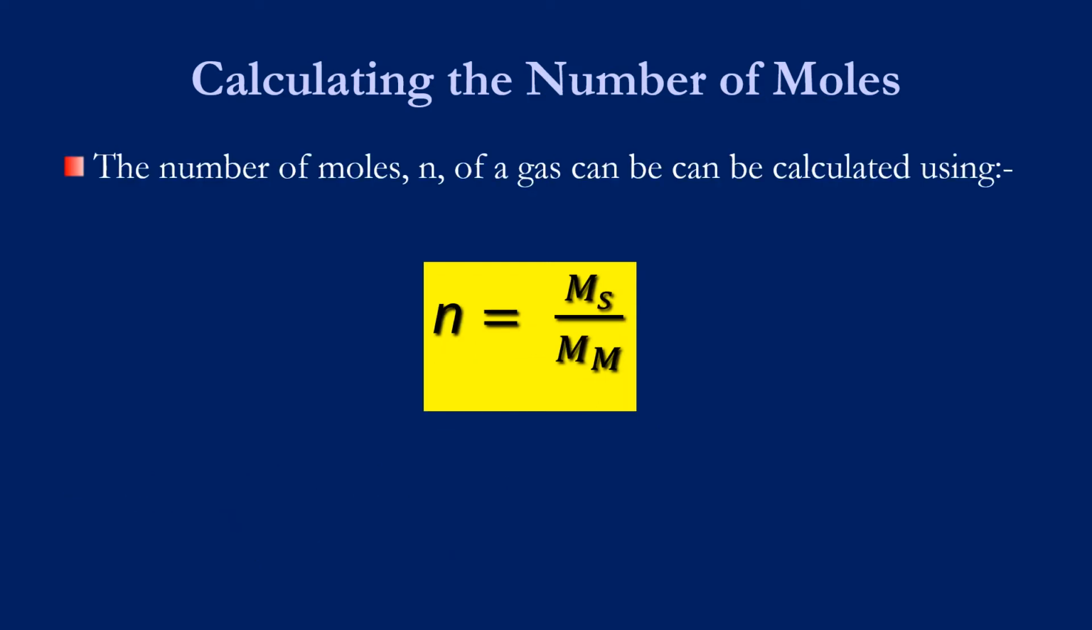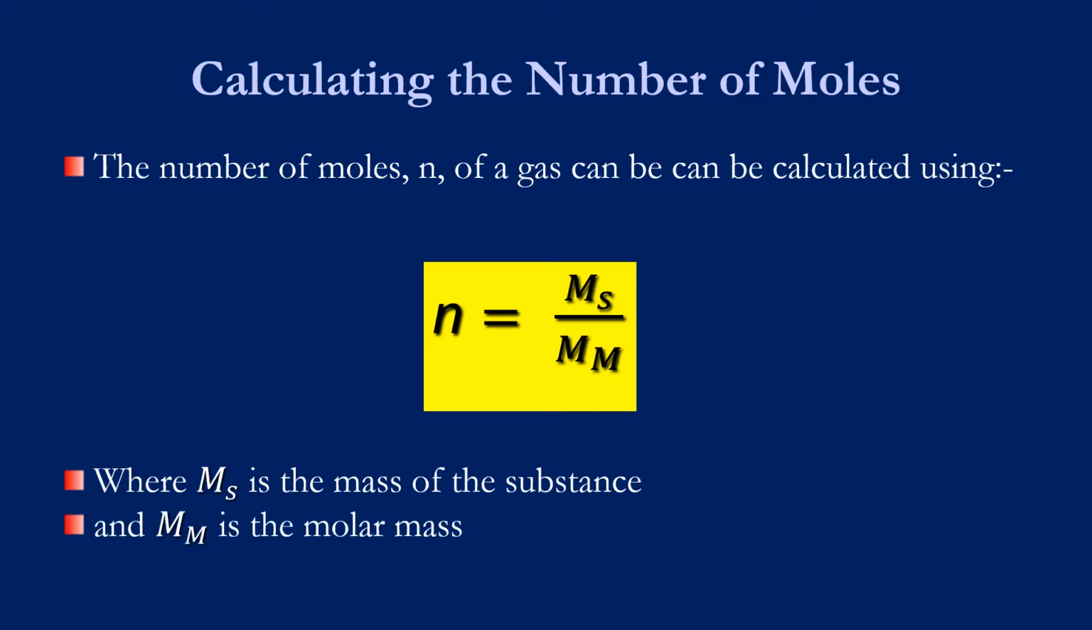We can also find the number of moles of a sample if we have the mass of the substance and the molar mass. So we can use the relationship here: mass of the substance divided by molar mass, and that will give us the number of moles of the substance as well.